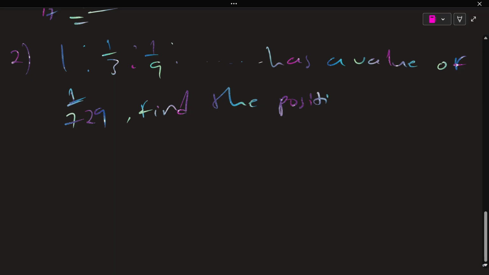Now what we need to do is find the position of this value. Remember, 1 is at the first position, 1 over 3 is at the second position, 1 over 9 is at the third position. Now we need to find the position of 1 over 729.